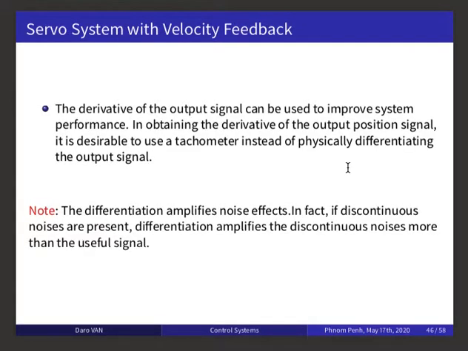Okay? It is important to note that differentiation amplifies noise effects. In fact, if discontinuous noise is present, differentiation amplifies the noise more than the useful signal. So the tachometer is a good choice.